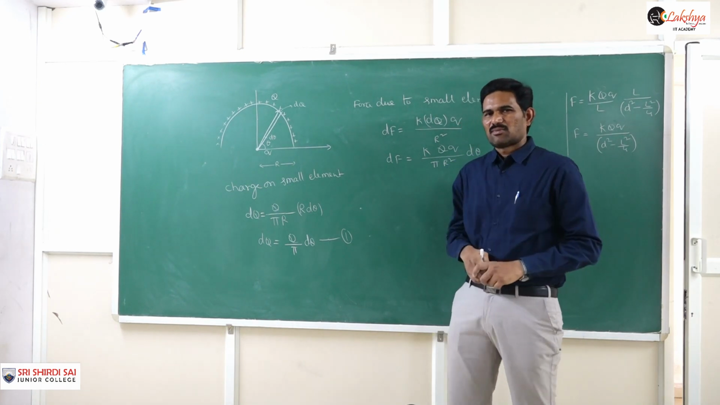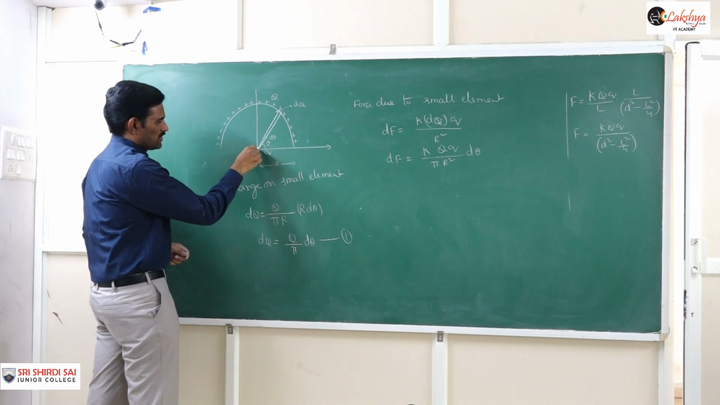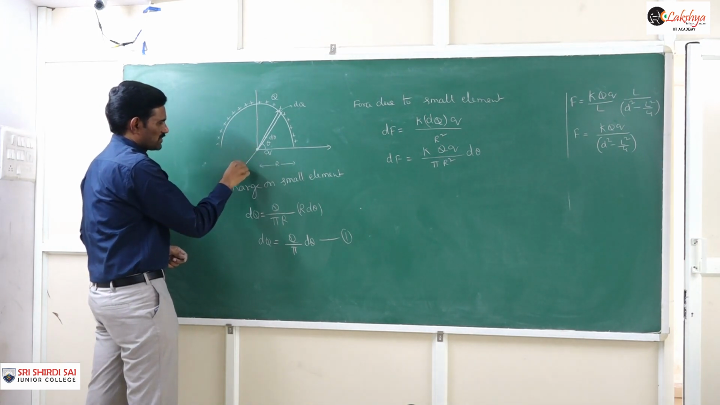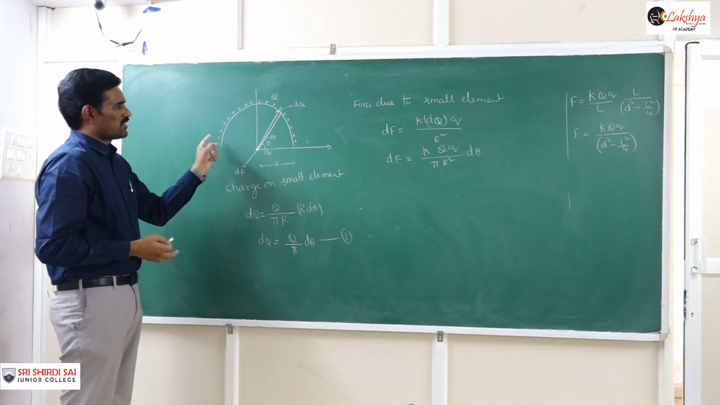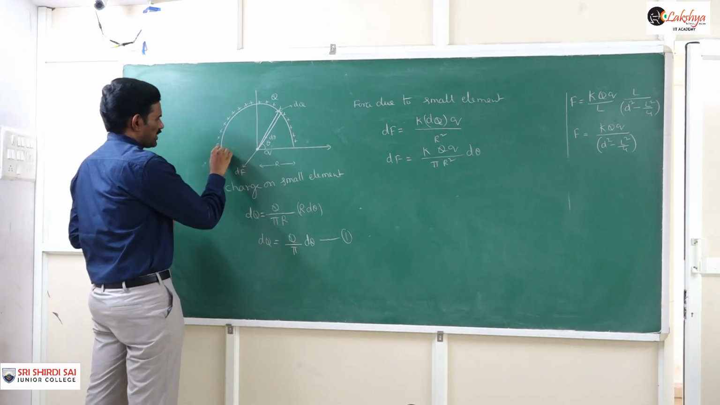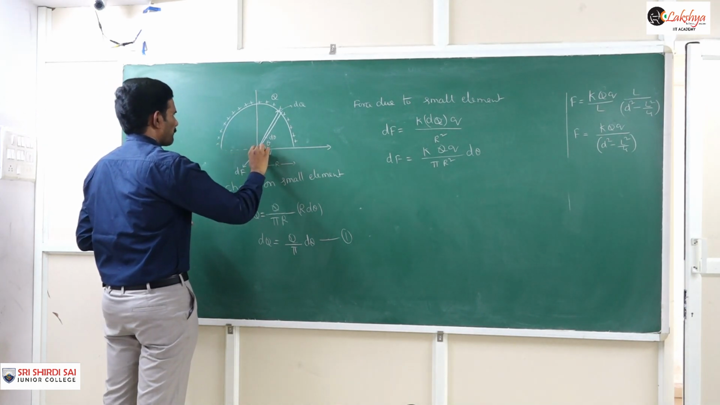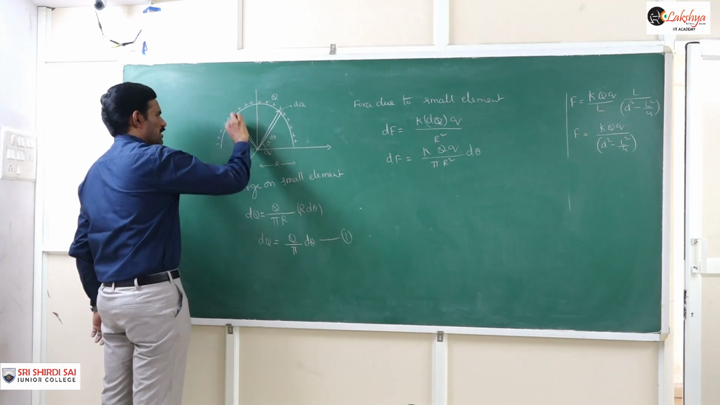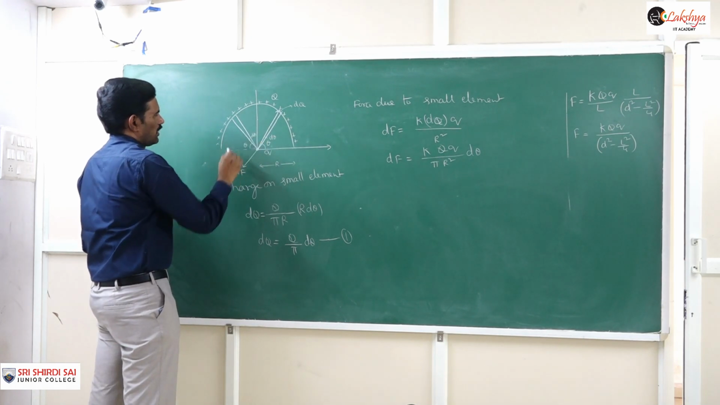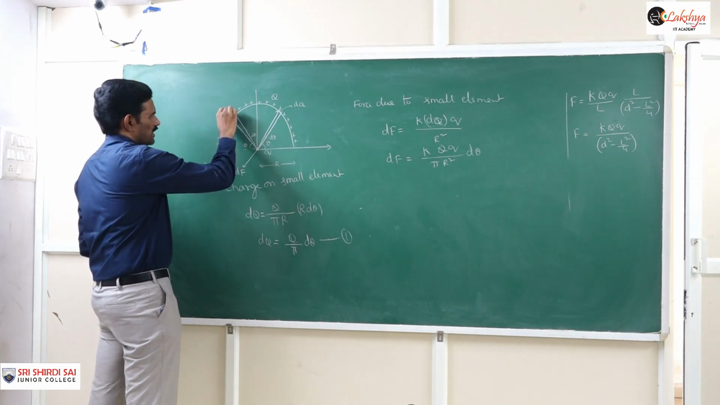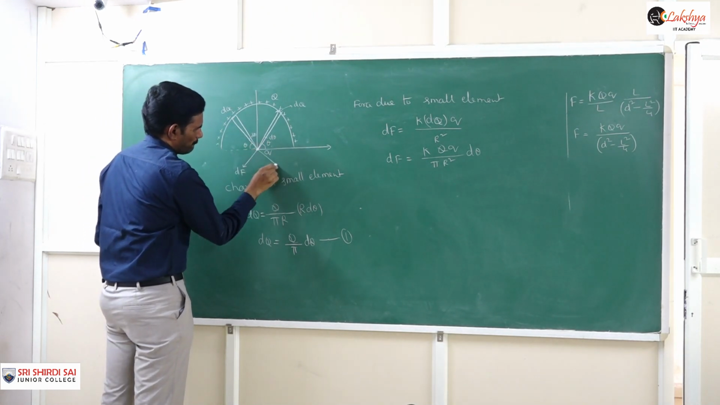But here let us see, if I am taking the small element here, then the force acting on the point charge due to this element will be along this direction, say this dF. Whereas if I am taking a symmetrical element, suppose I am taking another element like this, identical to this one, with d theta, and I take this charge as dq. Now the force due to this element will be along this direction.